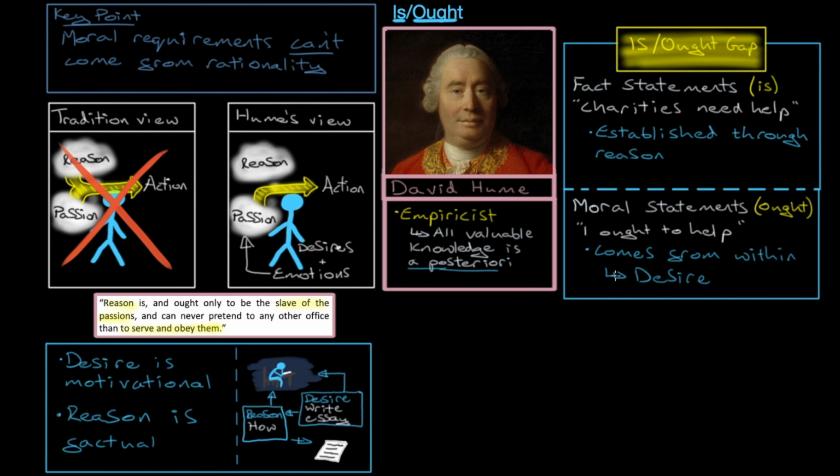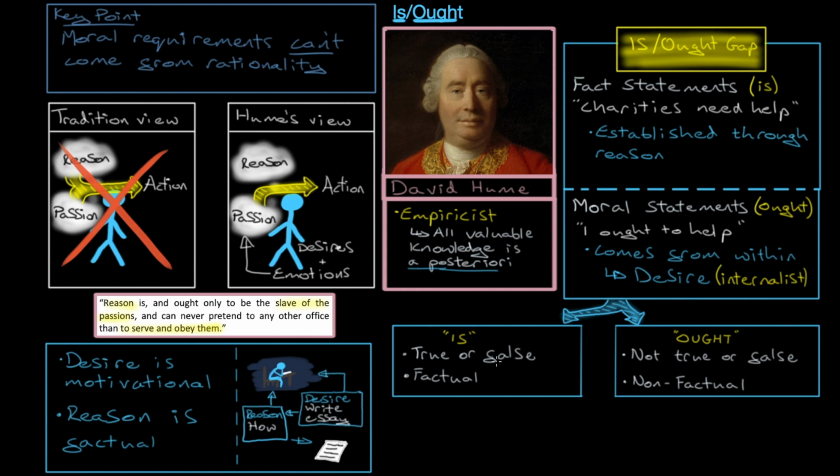So you can see here Hume's anti-realism, right? He doesn't think that morality is a fact in the world, but instead you can see quite clearly that it is what we call internalist. It is purely in your mind. Now, having established all of that, we get to the is-ought gap itself. You have this fundamental distinction between is statements, factual statements that are true or false, and ought statements that are not true or false and therefore not factual.